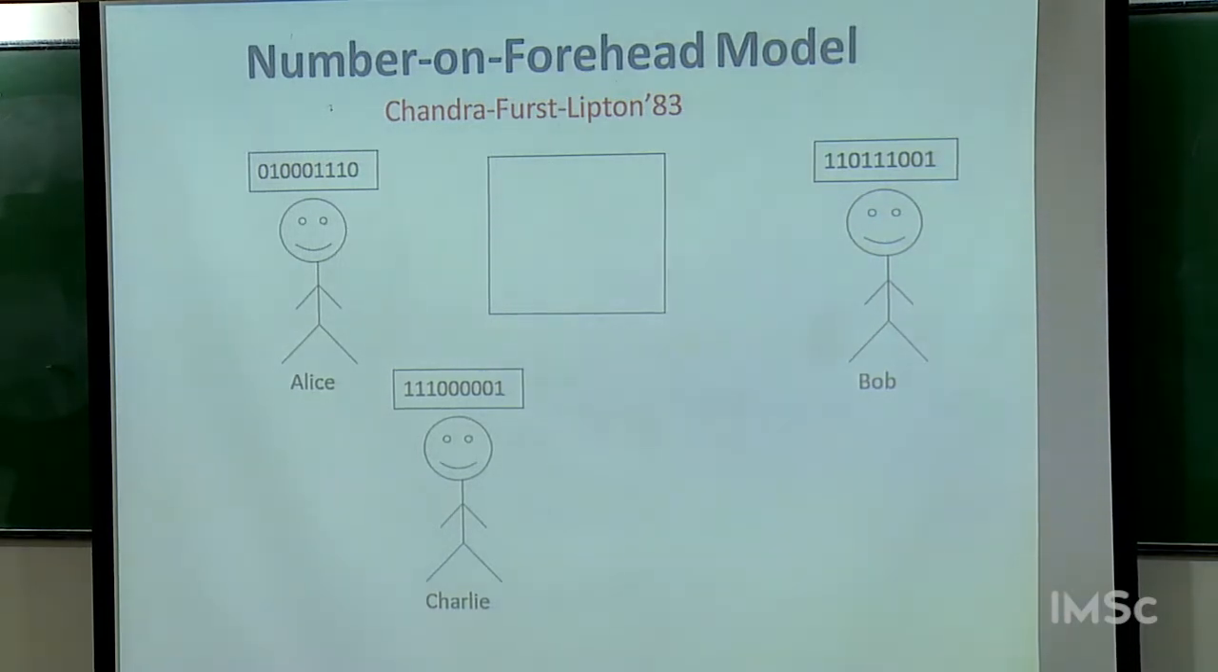Okay, so I've just drawn it to be a three-party model, but you can imagine that it could be a general k-party model. And this was introduced by Chandra first and Lipton, so it's also now a classical model because it was introduced in 1983. By the way, Ashok Chandra very recently passed away.